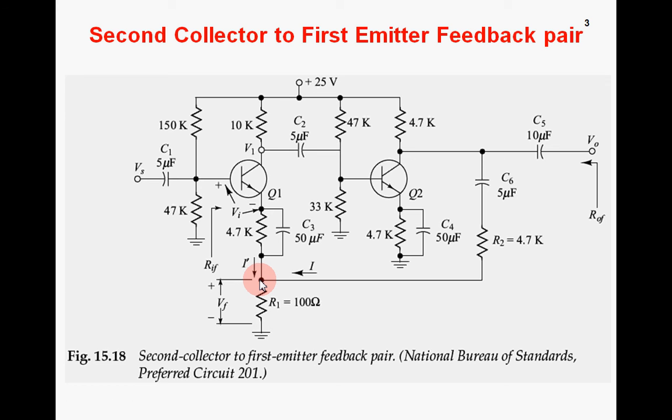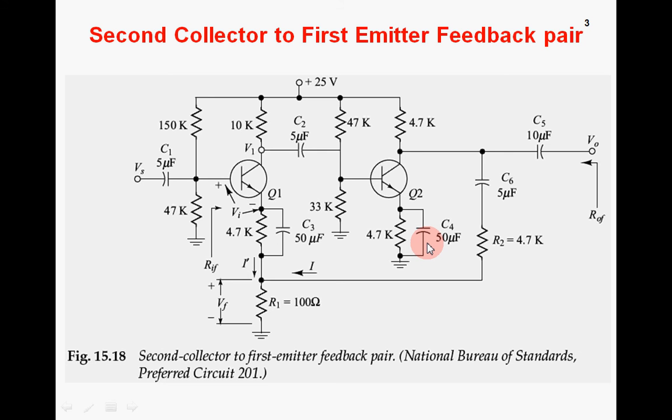Now here in this circuit, the capacitors C1, C2, C5 and C6 are DC blocking capacitors, right? Their function is just to block the DC current and DC voltages, and therefore their name is DC blocking capacitors.